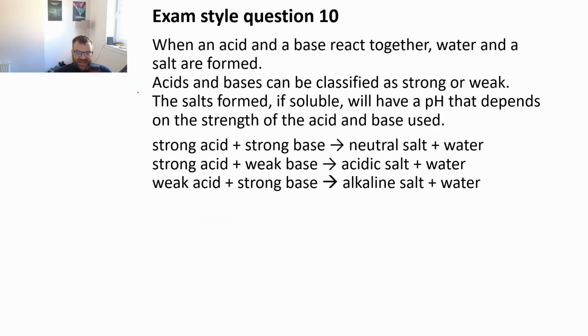On question 10, they're giving us information about acids and bases again. So acid plus base makes salt and water. And now there's a bit of new information: acids and bases can be classified as strong or weak. And the salts formed, if soluble, will have a pH that depends on the strength of the acid and base used. So strong acid and strong base gives you neutral salt and water. Strong acid, weak base gives you acidic salt and water. Weak acid, strong base gives you alkaline salt and water.